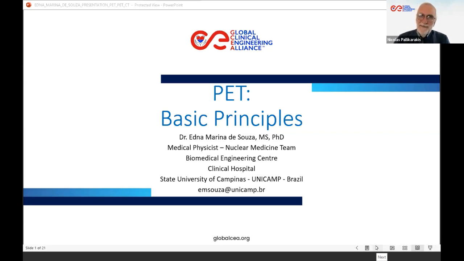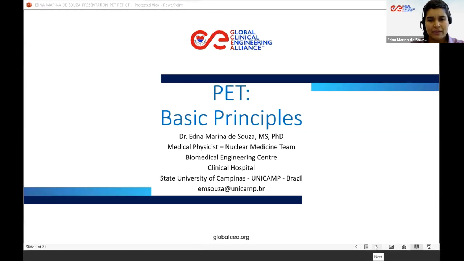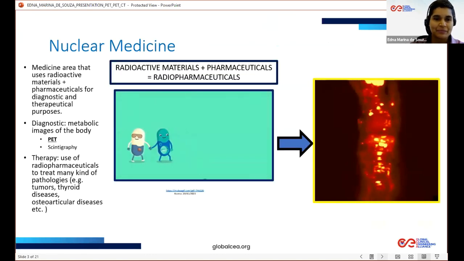You can start. Thank you, Professor Nicholas, for the introduction. Hello, everyone. It's a pleasure to be here today. First of all, I would like to thank the Global Clinical Engineering Alliance for the invitation and the Professor Khalil. Next, please. Here we have a night view of our university, just for illustration, right, from UNICAMP. Next, please.